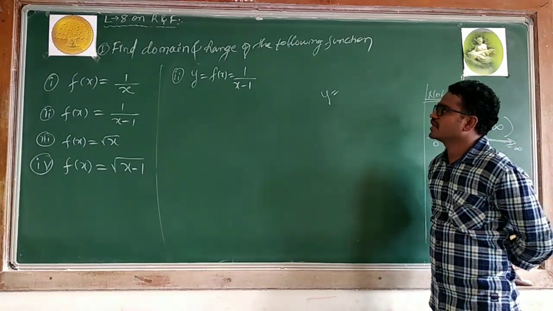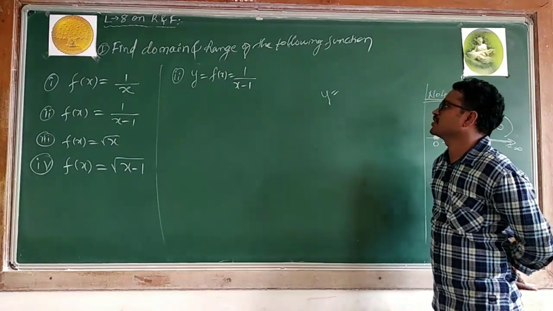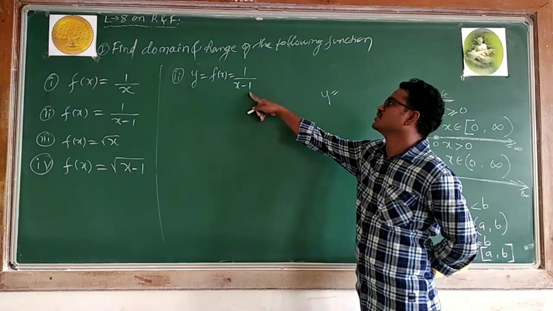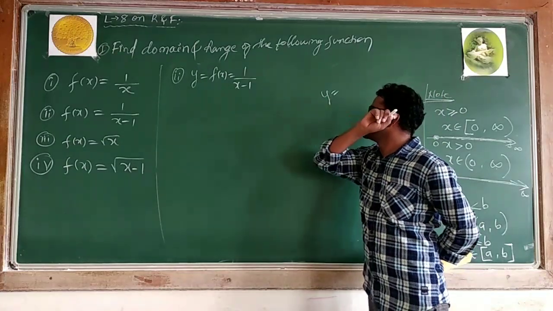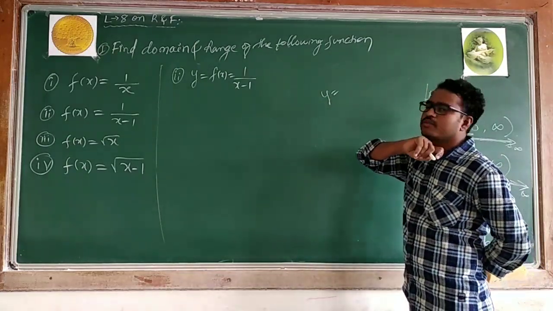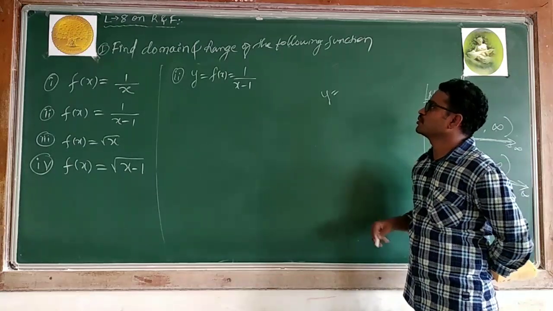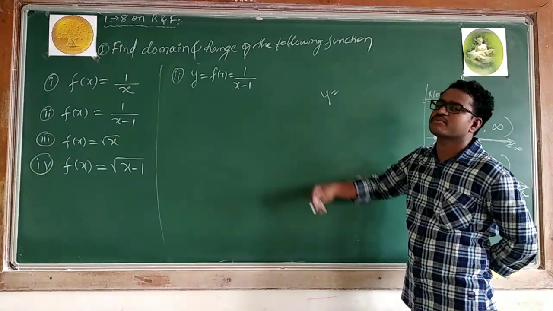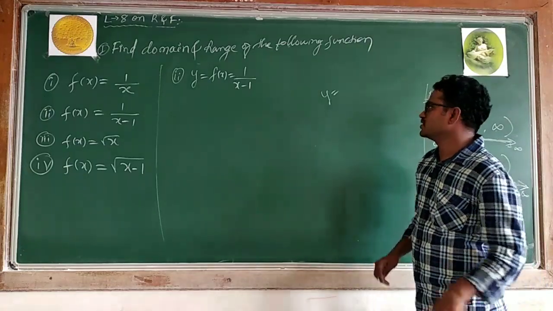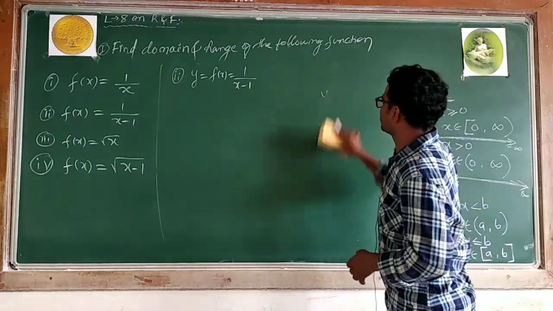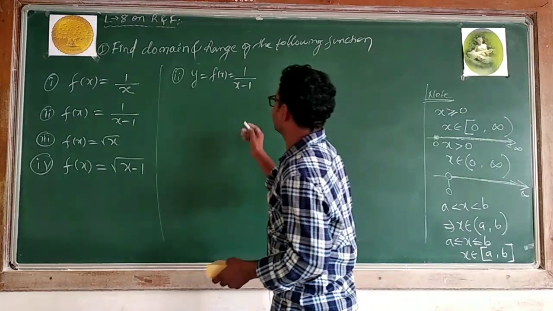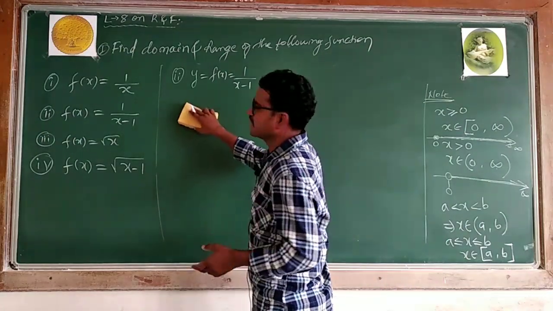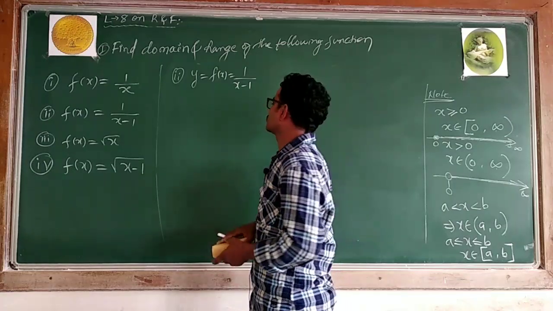Means 1 I can get, 2 I can get, 3 I can get. If I am taking 3 here, 3 minus 1 is 2, 1 divided by 2. If I am taking x equal to 1 by 4, you will get some values corresponding to it. So what is the domain here? Domain is, I can take any x value, but it should not be equal to 1.